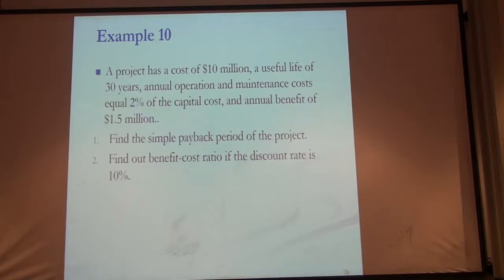So it has 3 parts now. First is to find the simple payback period. You can also do the discounted payback period, but it will take a little time because you have to discount each year. And you can find the benefit cost ratio. You can find the profitability index, all right? I would suggest again to draw the cash flow diagram.